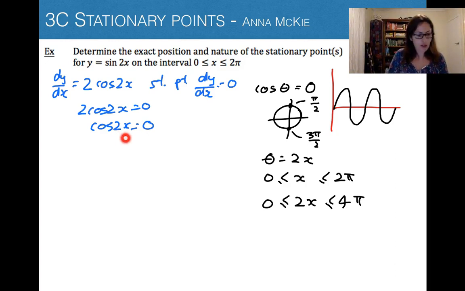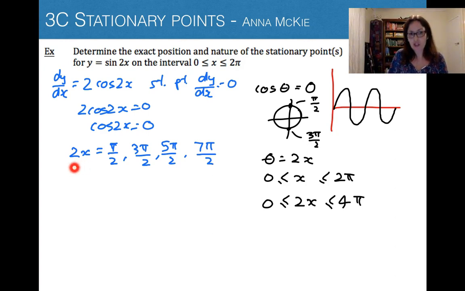Now, the 2x, the values for that when that is equal to 0, because we're going to divide through by 2 afterwards. So that comes from these ones over here, pi on 2 and 3 pi on 2, that we're going to write. So we've got pi on 2 and 3 pi on 2. But we need to take it into account for 4 pi. So we need to go all the way around again and say what 2 more of those would be. So we've got 5 pi on 2 and 7 pi on 2.